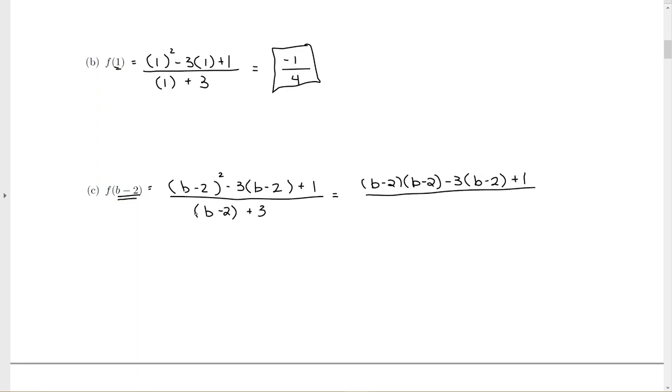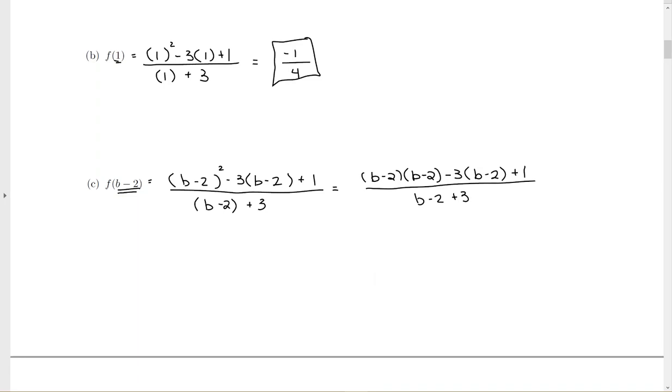And on the bottom, there is no number in front. And then, well, actually, there's the number 1. So if I distribute the 1, it's just going to be b minus 2 plus 3. So the denominator is going to be pretty easy to handle. That's just going to be b minus 2 plus 3. That's b plus 1.